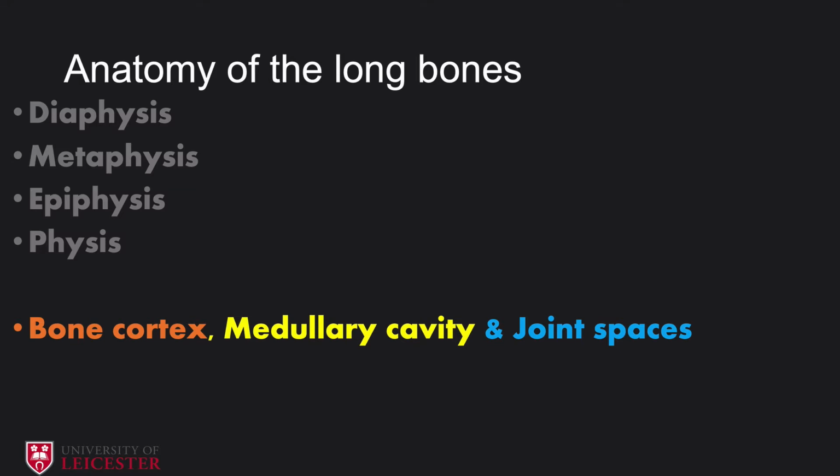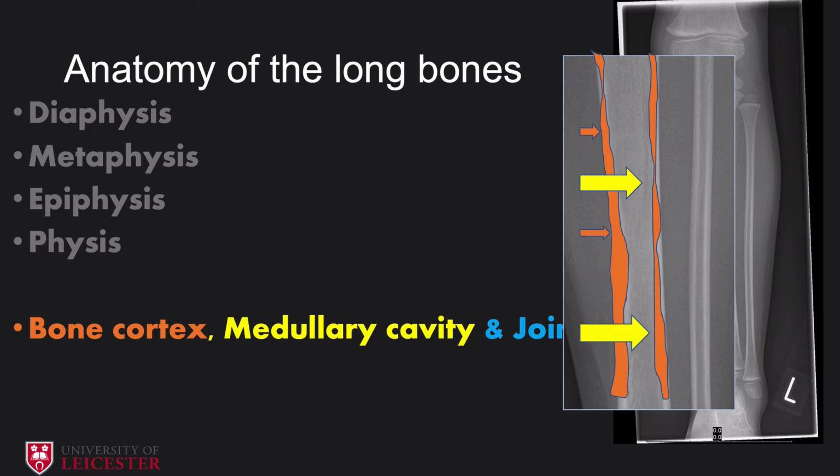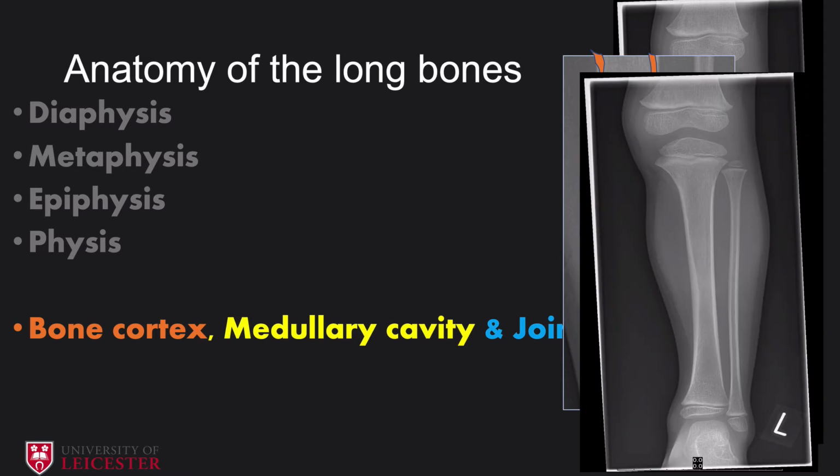The bone cortex, or cortical bone, appears as a radiopaque white line on the radiograph as the outermost layer of the bone. The medullary cavity is the central cavity of the bone shaft where the red marrow and yellow marrow are located. The medullary cavity is also known as the marrow cavity. The joint space is the space between the two bones and usually contains the epiphysis, joint fluid, and articulation.